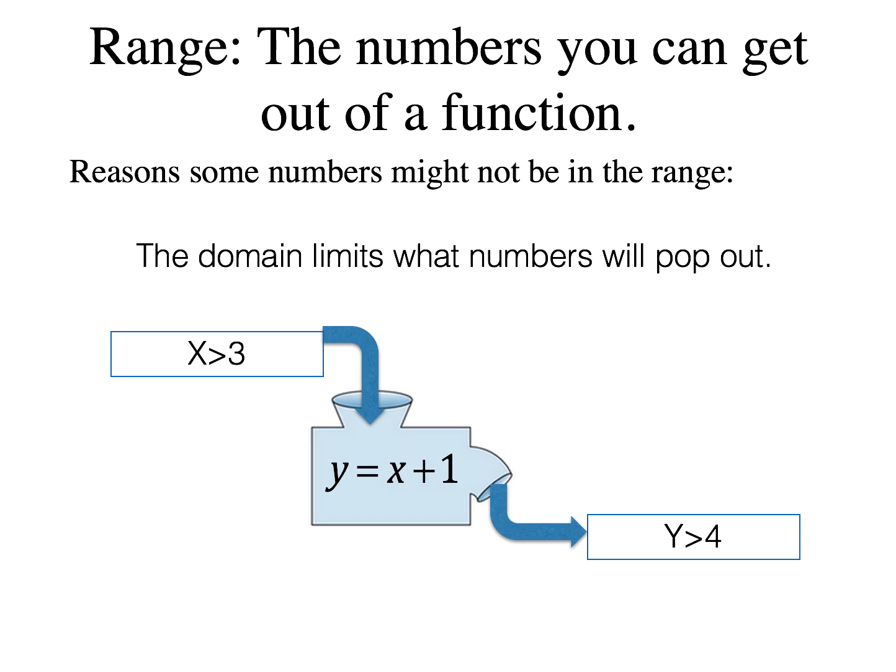Another reason that the range might be limited is that the domain got limited. If I have a simple function like take the input and add 1, but I limit the domain, if I say the only numbers I'm going to plug in are numbers greater than 3, well, if I plug in 3 to this function, 3 plus 1 is 4, so the numbers I'm going to get out are going to be greater than 4. The reason in this case that the range is limited is because I restricted the domain. I said you're only allowed to plug in numbers greater than 3, so you're only going to get out numbers greater than 4.